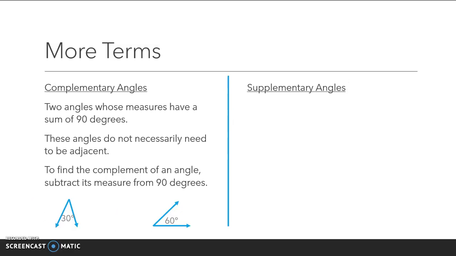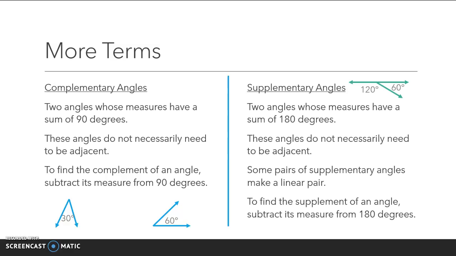Now let's look at supplementary angles. Supplementary angles are two angles whose measures have a sum of 180 degrees. So you'll notice in the supplementary angles I gave here, 120 plus 60 is 180 degrees. Now, these angles do not need to be adjacent, but they may be. So I drew adjacent angles here because they share a vertex and a side. They don't need to be. They might be separated, and that's okay as long as the measures add to 180 degrees.